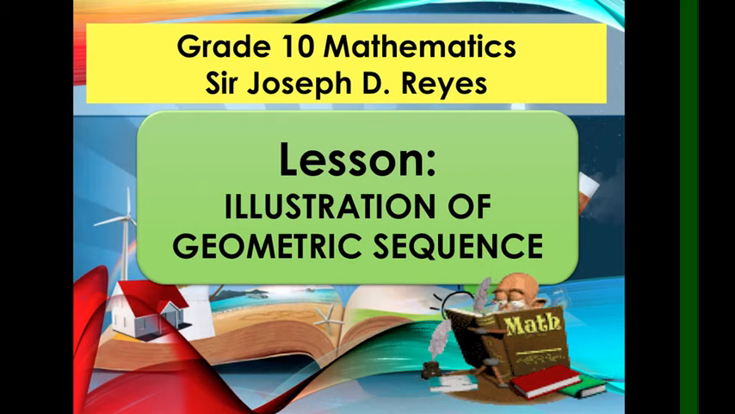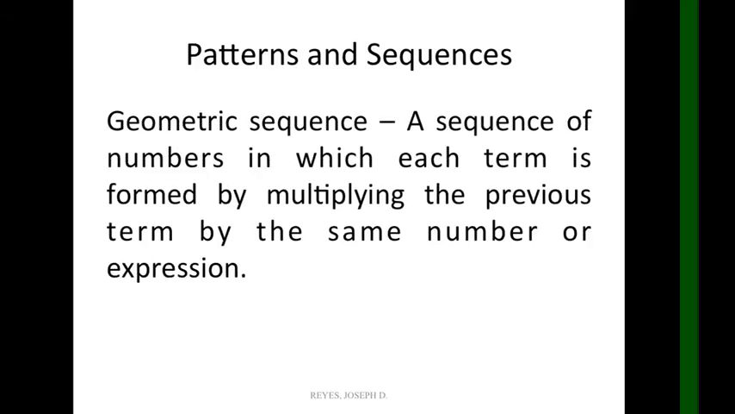And now let's proceed to our main topic for today, which is all about illustration of geometric sequence. Before anything else, let's first define what is a geometric sequence. A geometric sequence is a sequence of numbers in which each term is formed by multiplying the previous term by the same number or expression. Now, to understand it better, I prepared some examples about geometric sequence.